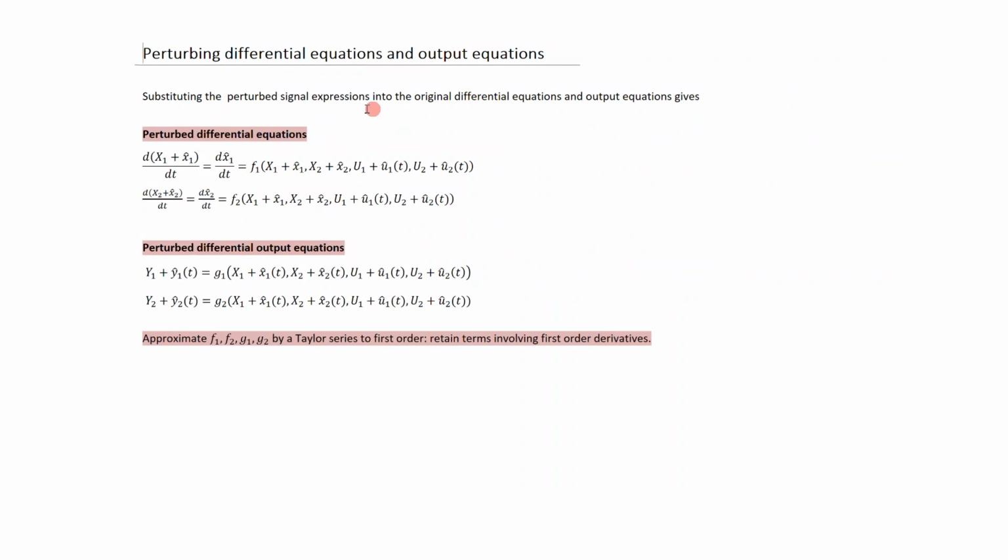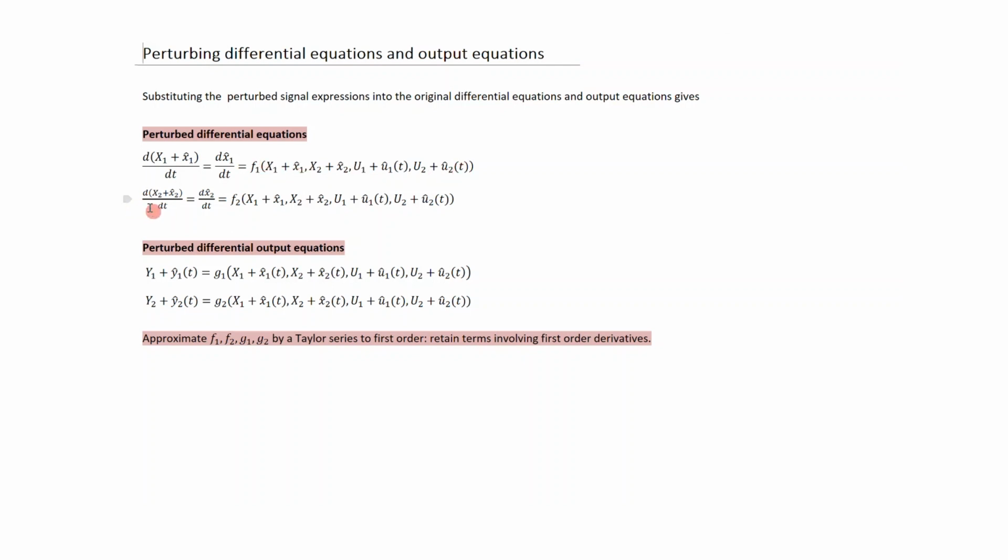All right, so the next step basically is to substitute the perturbed signal expressions into the original differential equations and output equations. What we've done is replaced x1 by X1 plus x̂1. But if you take the derivative of this, X1 being a constant, you're just left with the derivative of the small signal with respect to t. And on the right-hand side, essentially all we've done is replaced x1, x2, u1, u2 by the steady state or equilibrium value and a perturbation, and that's the case for each one of these four.